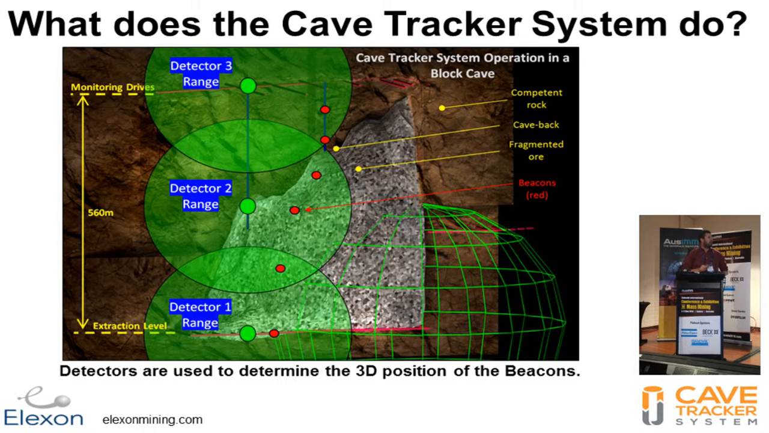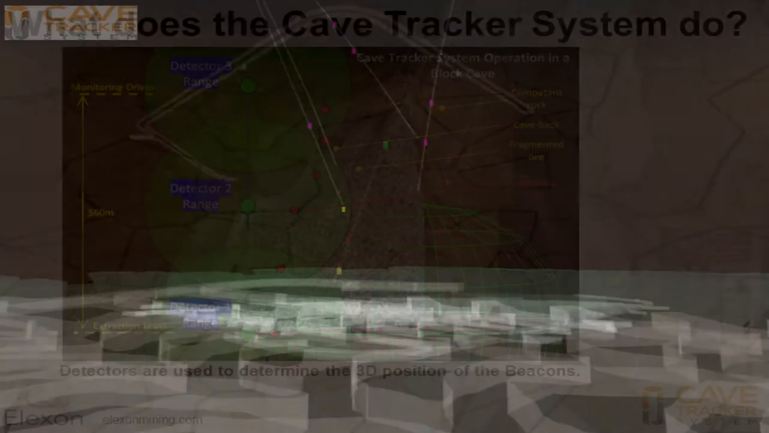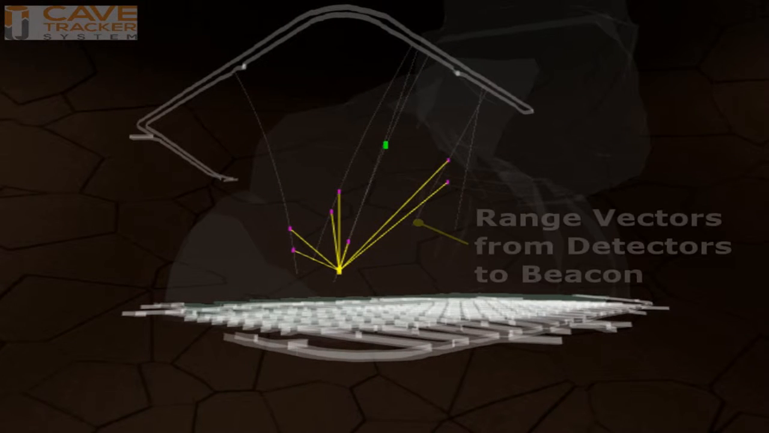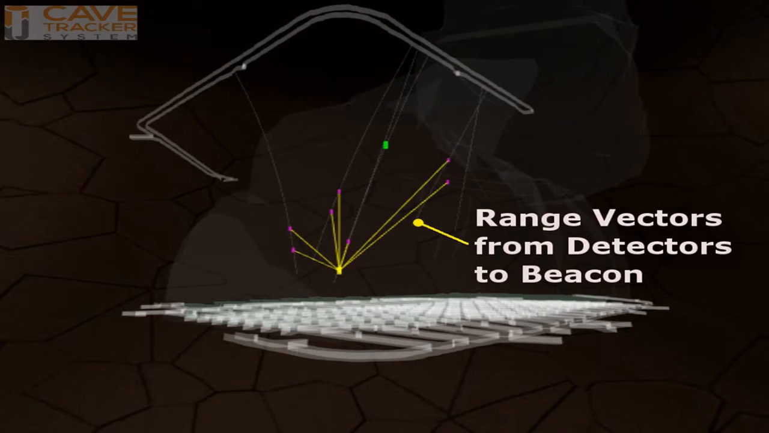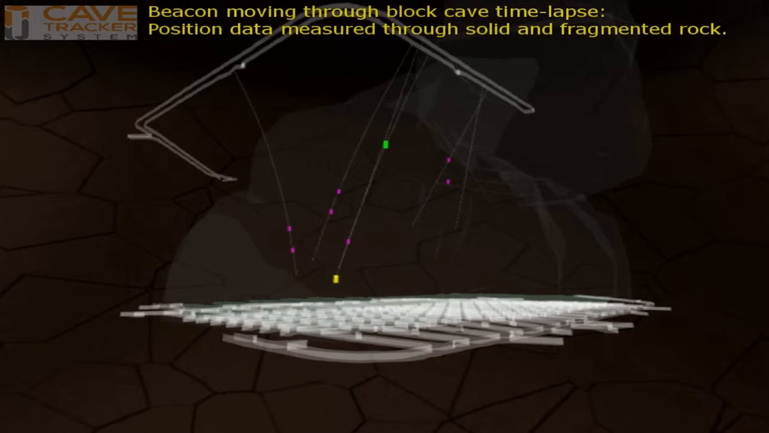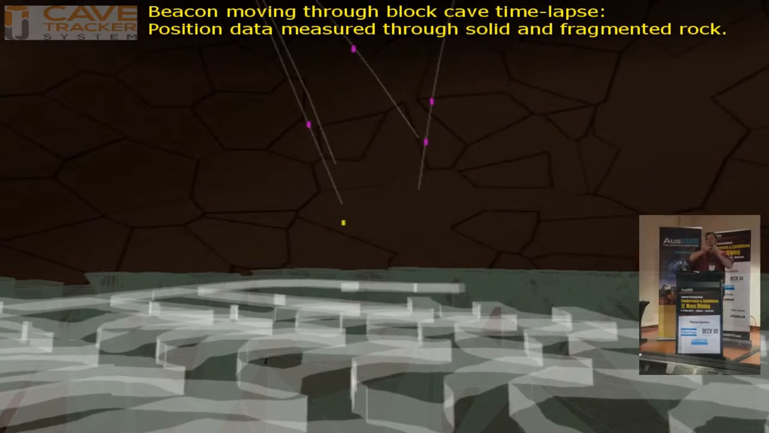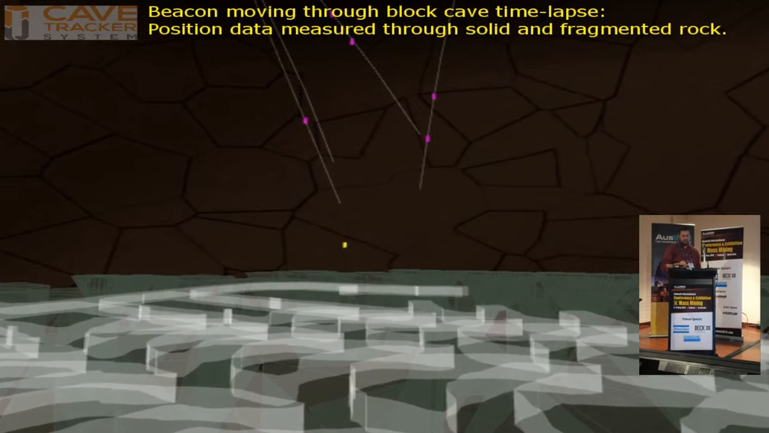They work by incorporating a strong magnet. We generate a very strong magnetic field, and this magnetic field is picked up by detectors that we place in and around the mine. You can put the detectors in the extraction level, you can embed the detectors into long holes. So that's the crux of it. The detectors measure the range to the beacons, and we use the results from several detectors to triangulate, if you like. We call it multilateration, but you can just imagine you draw out the vectors and you can plot the 3D position of the beacons.